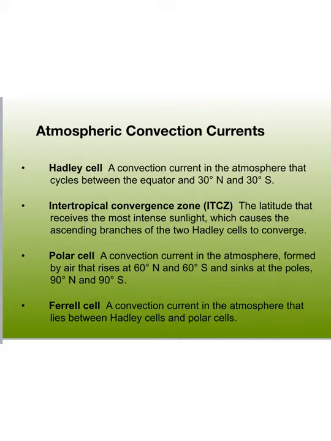Another set of atmospheric convection currents near the poles are what we call polar cells, and these are convection currents that form somewhere around 60 degrees north and 60 degrees south, and sink into the poles at 90 degrees north and 90 degrees south. So this third type of convection current is known as a Ferrel cell. It lies between the Hadley and the polar cells. Air currents in these latitudes do not form a direct convection cell, but they're driven by the circulation of the neighboring two cells, so they rely on the other two to work.